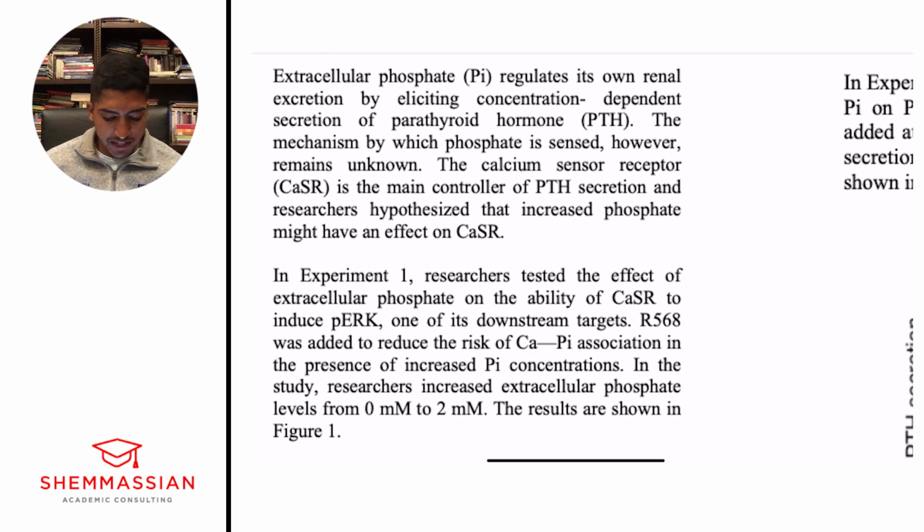Extracellular phosphate, PI, regulates its own renal excretion by eliciting concentration-dependent secretion of parathyroid hormone. The mechanism by which phosphate is sensed, however, remains unknown. The calcium sensor receptor, CASR, is the main controller of PTH secretion, and researchers have hypothesized that increased phosphate might have an effect on CASR.